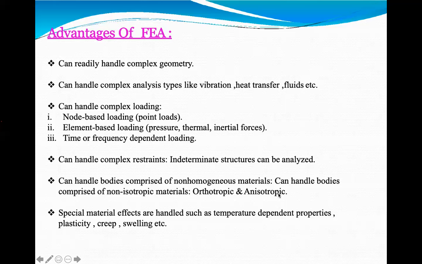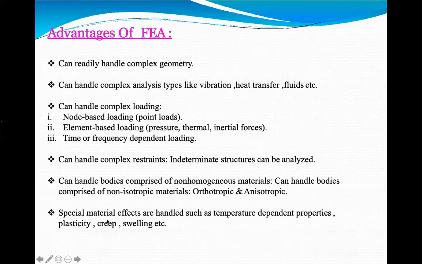Again, we generally assume isotropic material properties for our analytical methods. But when we have orthotropic or anisotropic material properties, that we can also solve with FEA. By orthotropic, we mean our properties vary in perpendicular directions. And by anisotropic, we mean that our properties vary in each and every direction. Okay.